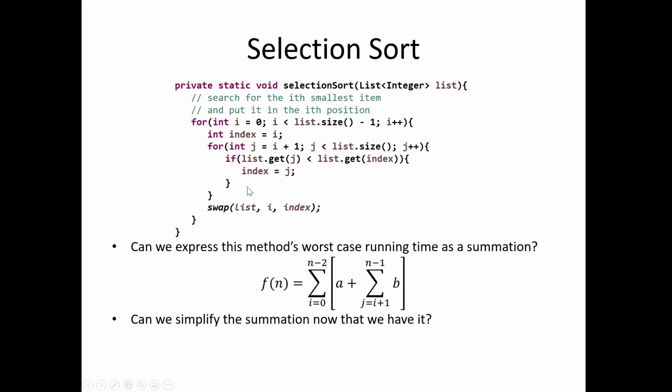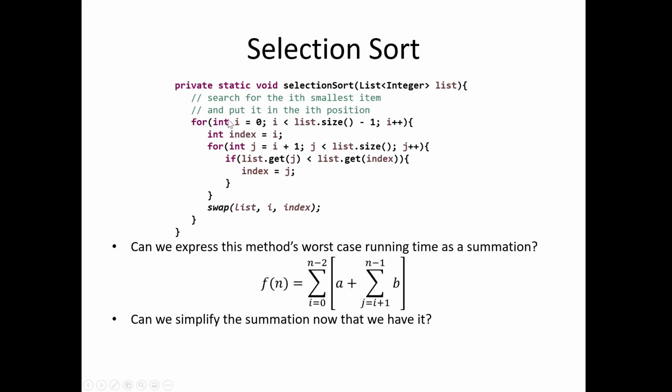Again, this is Java code using a simple swap subroutine that will swap two indices for us. All we're going to do here is, again, the outer loop is going to control which minimum we're going to be looking for, and the inner loop is going to find the minimum. So let's be careful here.